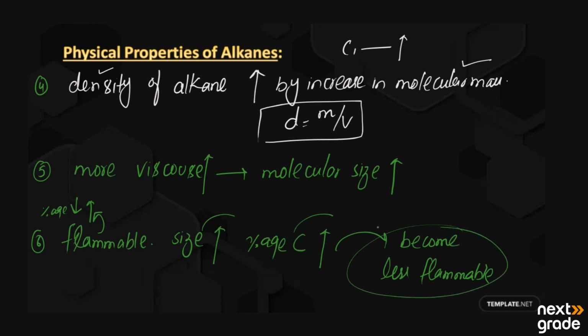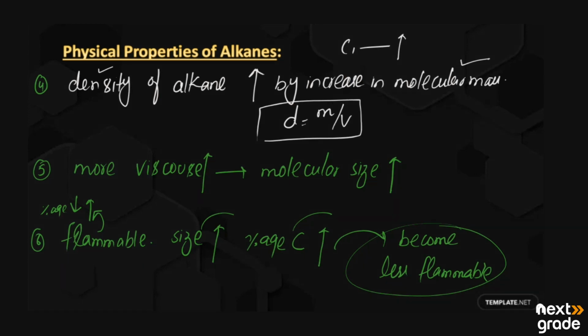So these are the simple physical properties of the alkanes: their density, their physical state, their polarity, and their melting and boiling points. I hope you understand today's lecture, as it was very simple.